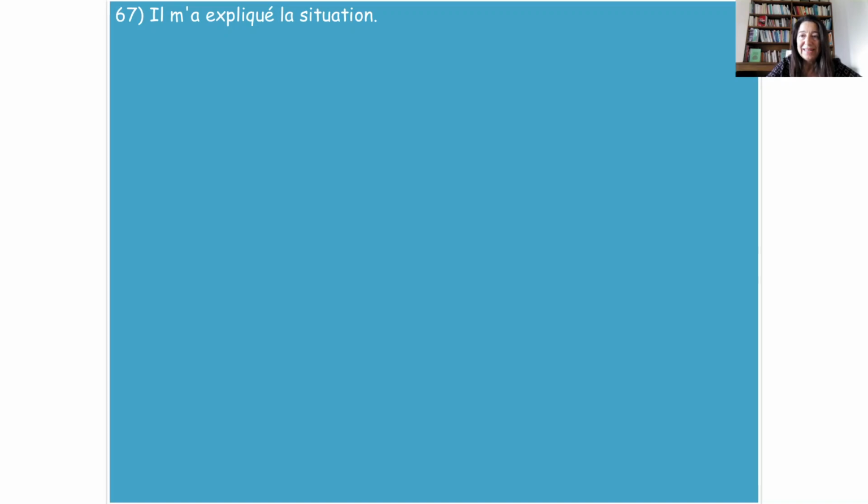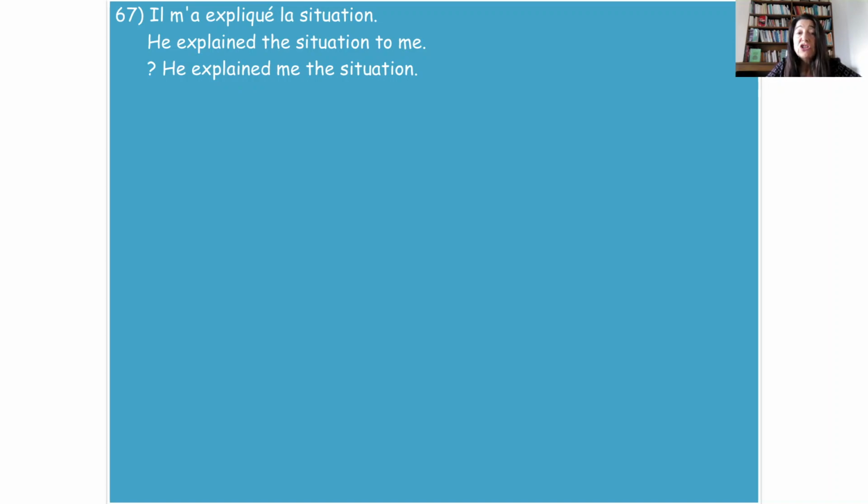Yes, the verb explain in English, we need to remember how it works because it's quite different from the French. So, he explained the situation to me. And how about "he explained me the situation," which resembles the French more than the first sentence in English? Well, that second sentence is not possible, okay?